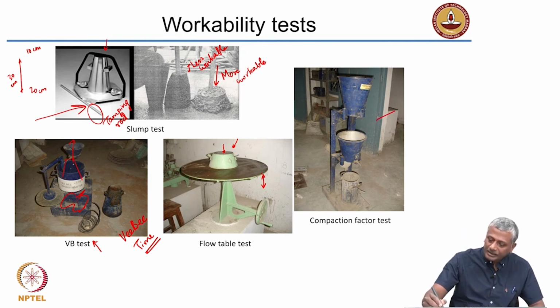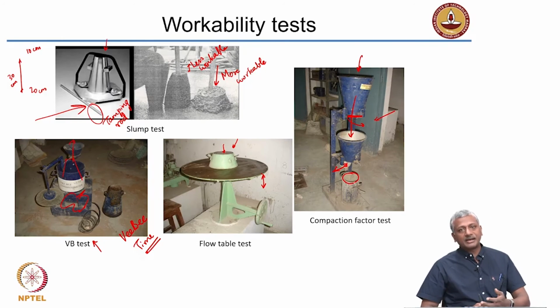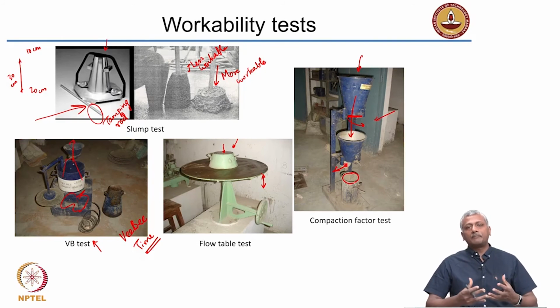Another slightly complicated test is the compaction factor test, where you fill up the concrete in this top bucket. You have a trap door here which you open. So, what happens is concrete falls into this second bucket, and then you have another trap door, you open that and the concrete falls into the cylinder. So, what is this trying to measure? It is trying to measure the ability of the concrete to compact.